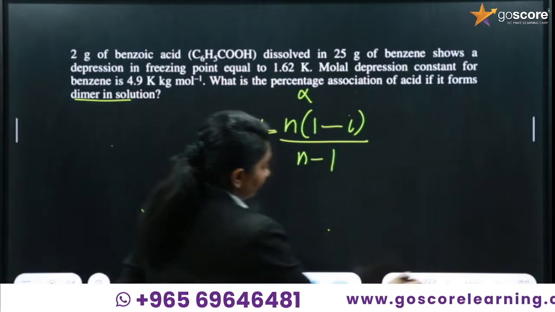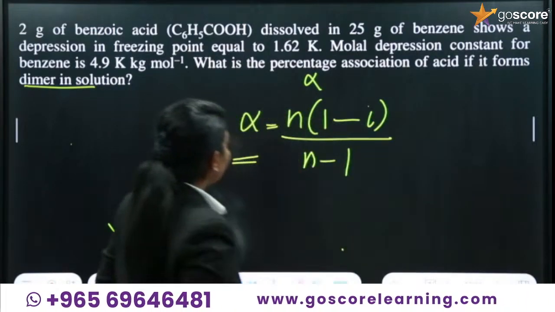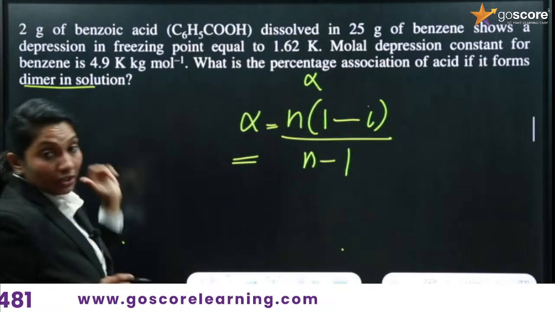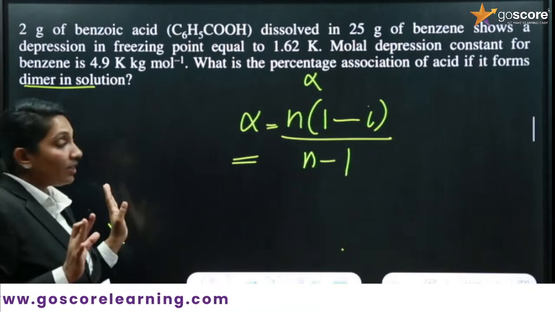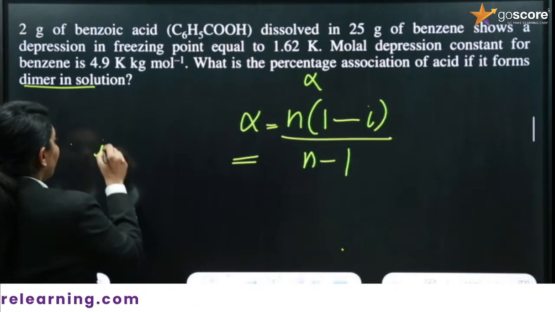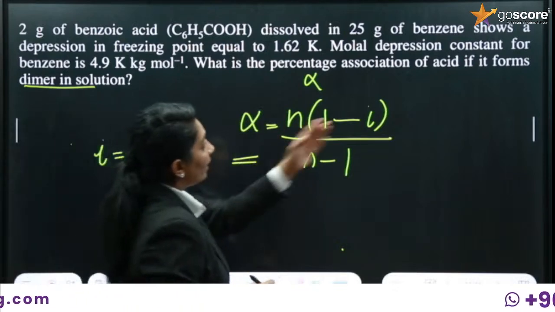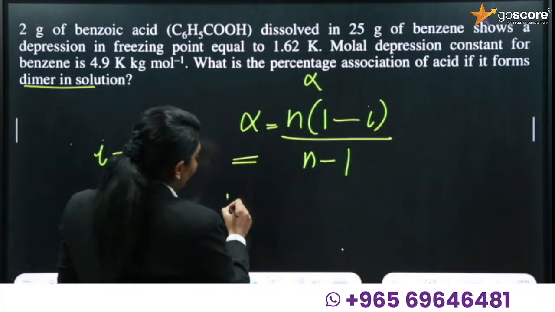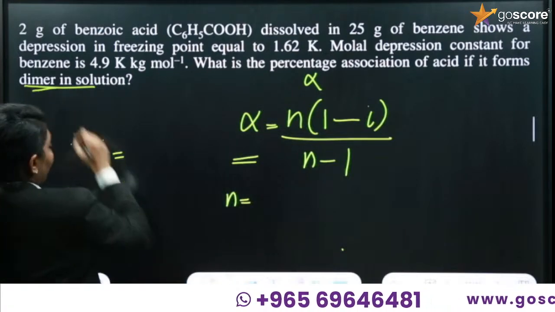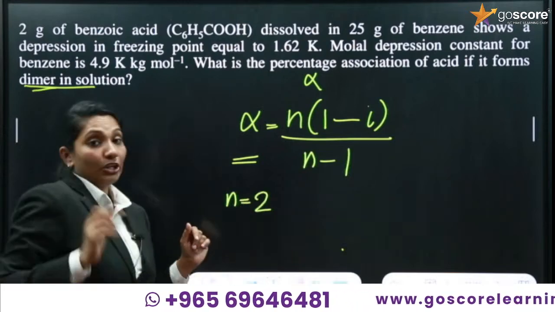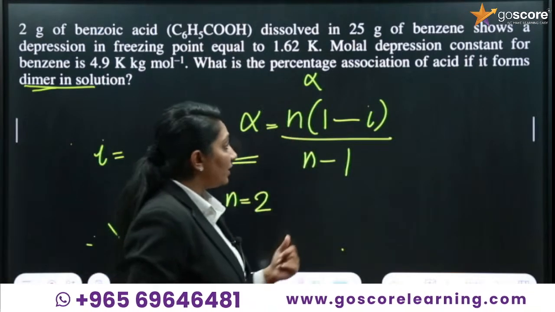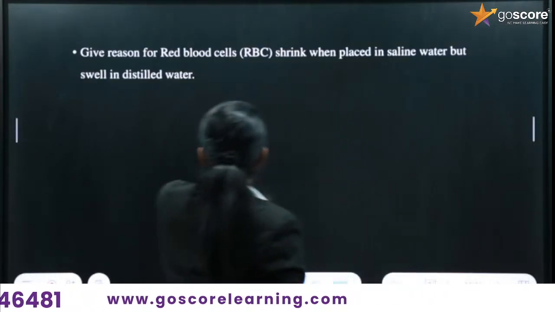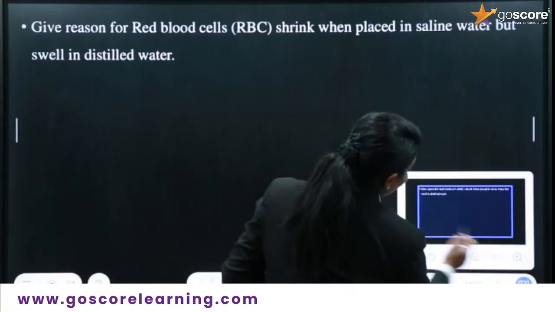So here already we have done the same model of calculation. The previous question, the same model what we did, we just want to find out the I value. After getting the I value, put the substitution here. You will get the answer. Here, what will be the N value? Since it is forming a dimer, N will be 2, right? So, by substituting the values, you can easily solve the problem. Okay? Now, let's see the next question.